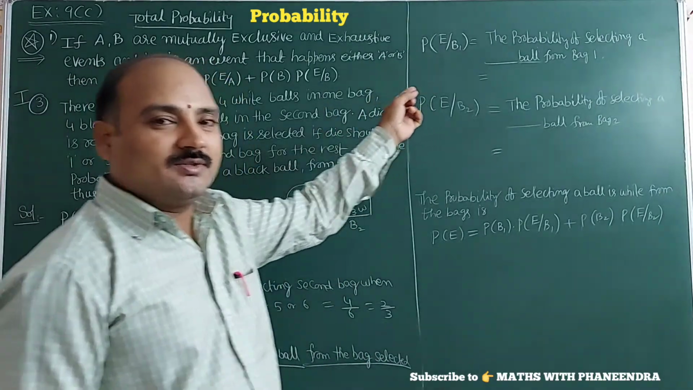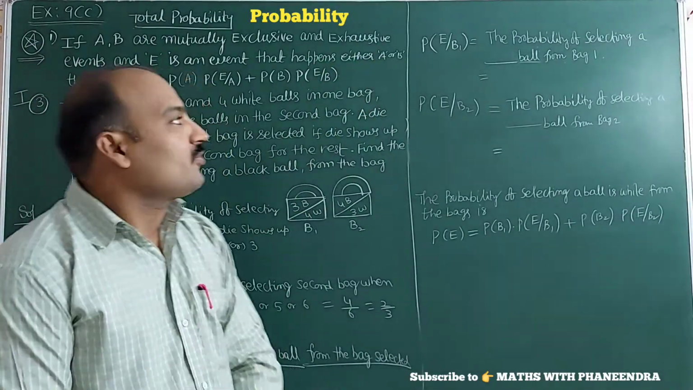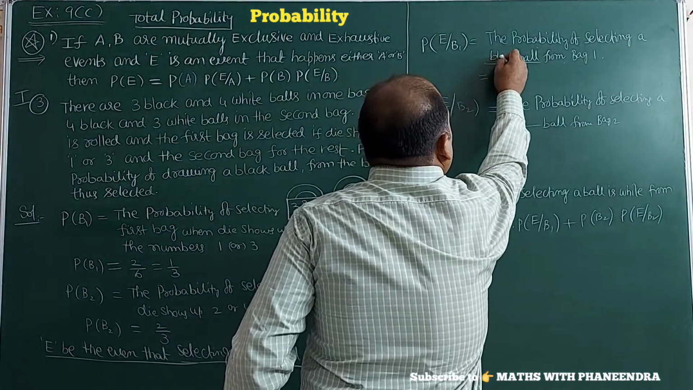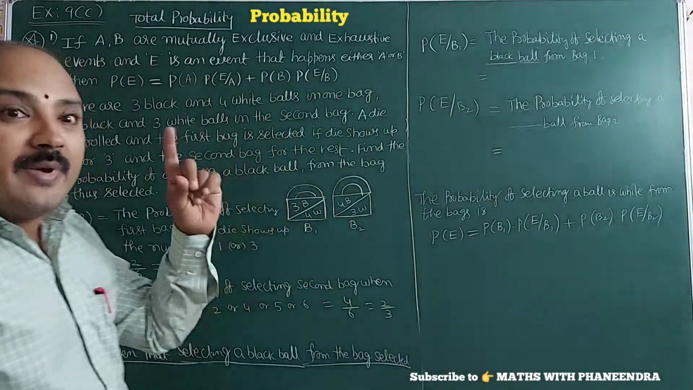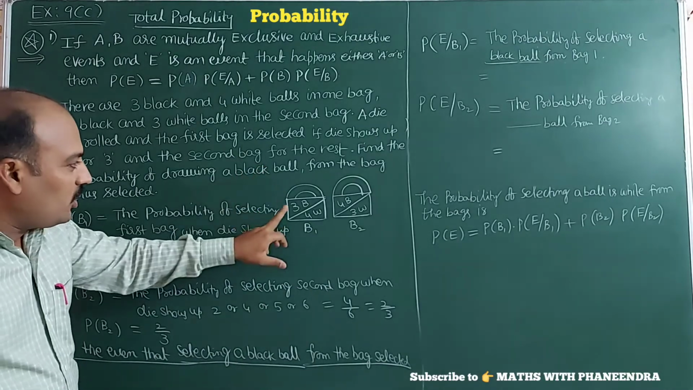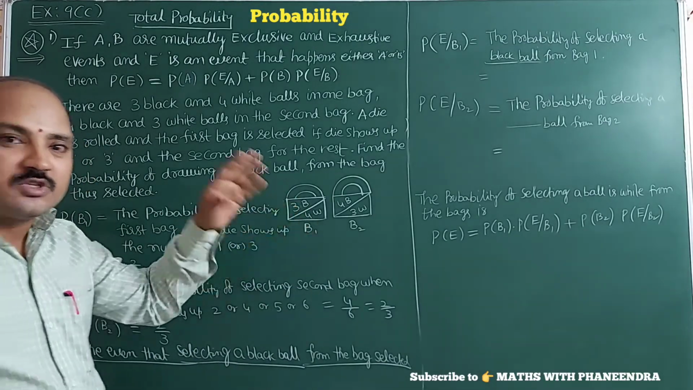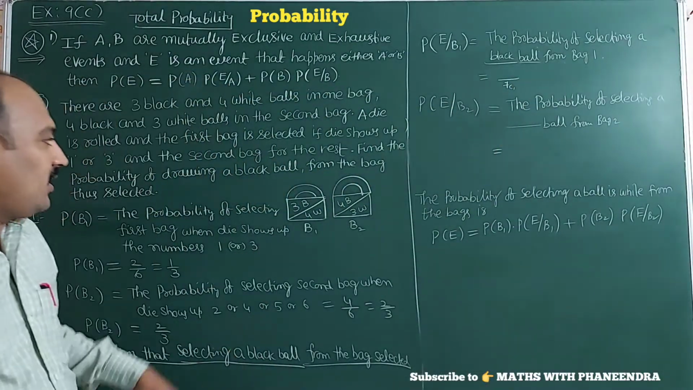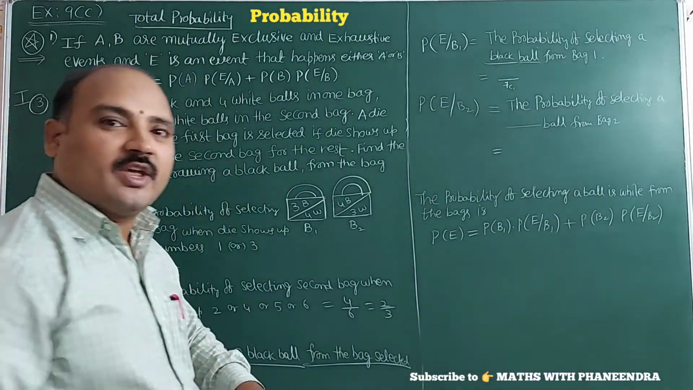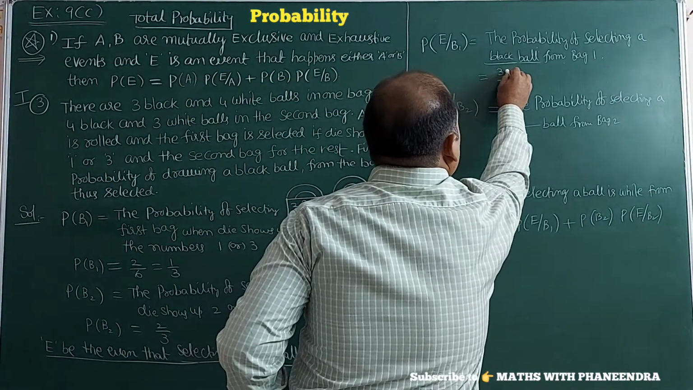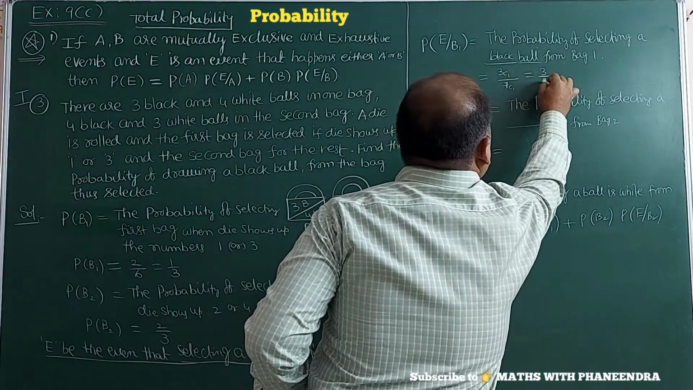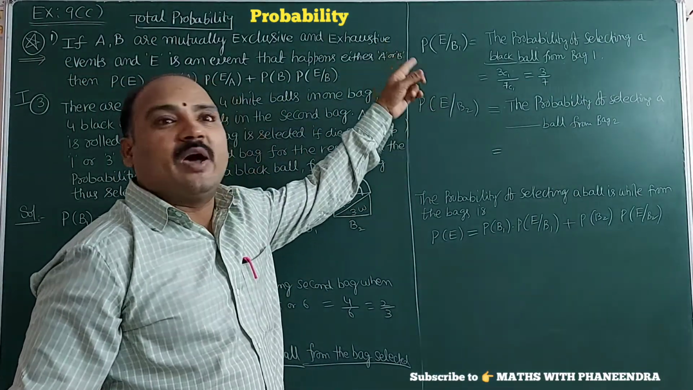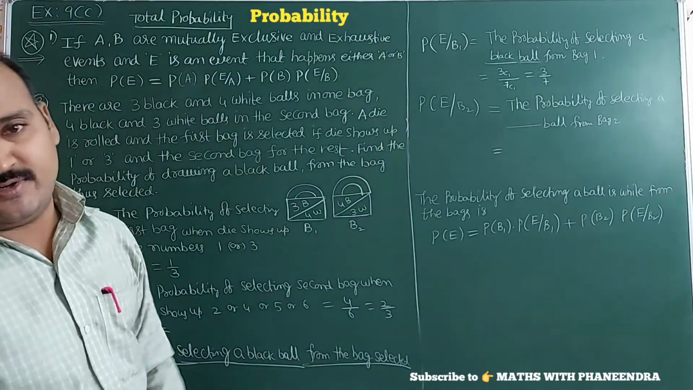And come to P of E by B1, the probability of selecting a black ball from bag 1. In bag 1, how many balls are there in total? 3 plus 4, 7 balls. So total 7C1 in the denominator. How many black balls are there? 3 black balls. So from 3 we can select 1, 3C1, that is equal to 3 by 7. This is the probability of selecting a black ball from bag 1, that is P of E by B1.